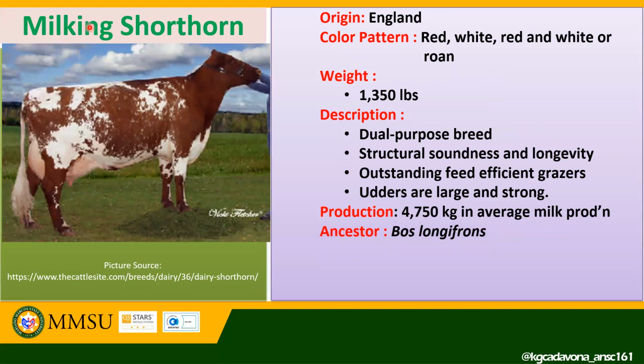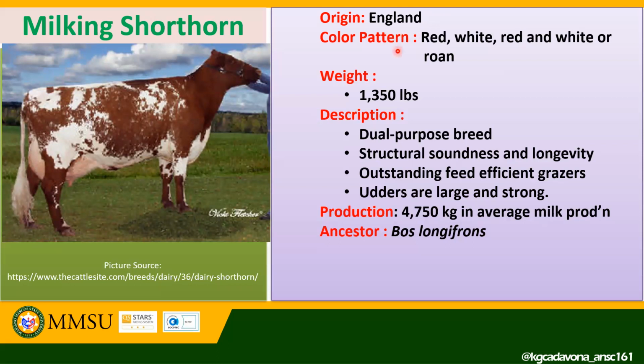Another one, we have the milking shorthorn. So unlike from the other breeds, milking shorthorn is a dual purpose breed. So pag sinabi natin na dual purpose, so it can be used as for meat and milk production. Okay, so it was originated in the northeastern part of England.